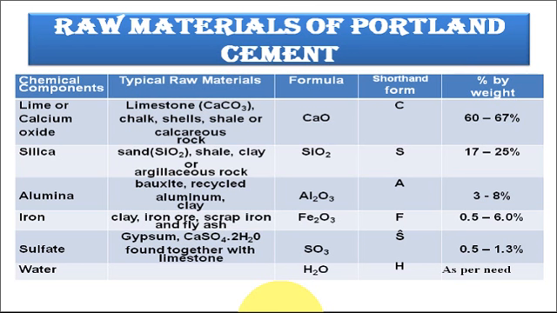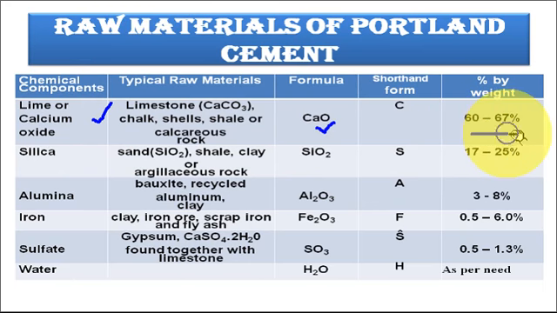Okay, now other than these compounds, some raw materials or ingredients are also added to the cement in a small quantity. So let us have a look at the various chemical components used in the manufacturing of cement. First is lime, which provides calcium oxide to the cement.